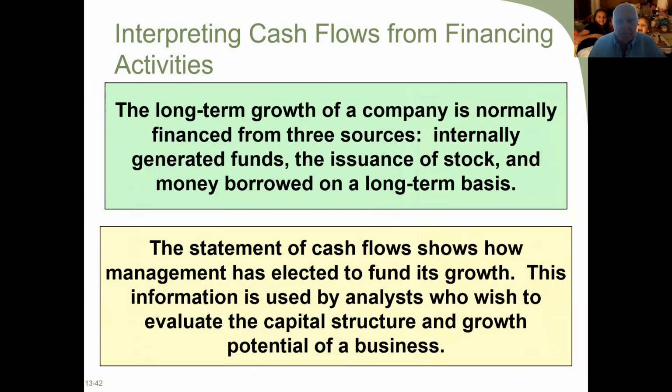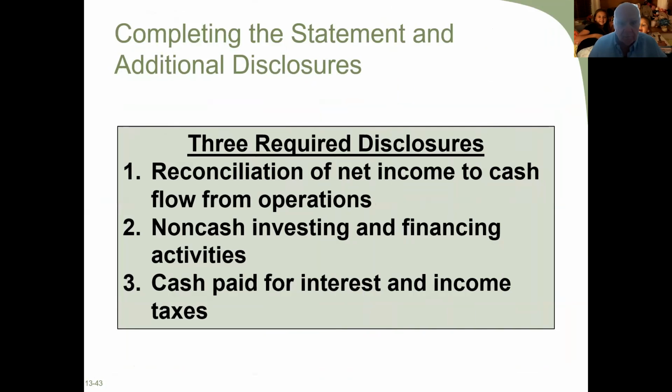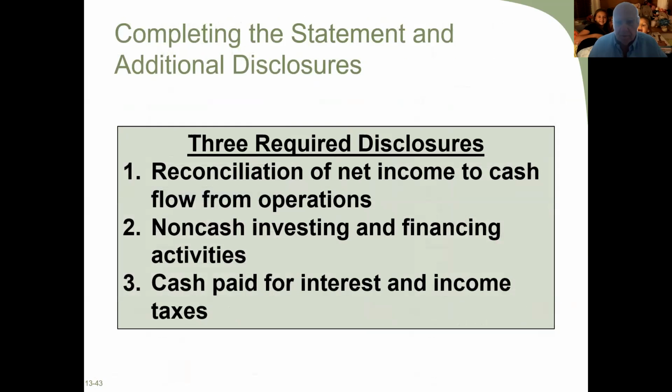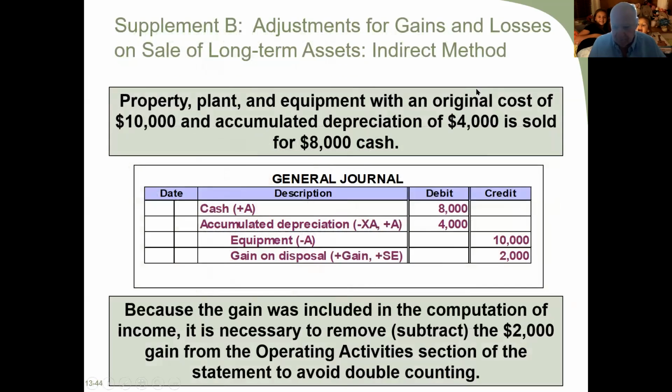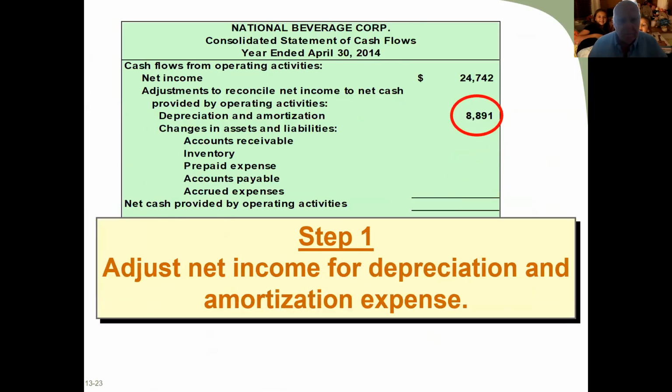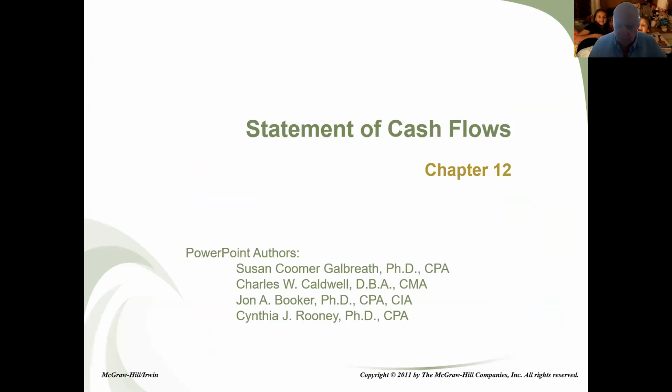Cash flows from financing. The long-term growth of a company comes from three different places, huh? Internally generated, borrowed, or issue with stock, and they're repeating this slide here. We're not going to go into the supplement, nor am I going to talk about the direct method. So what I'm going to do is go back again to the beginning and make a few points to all of us. There we go.